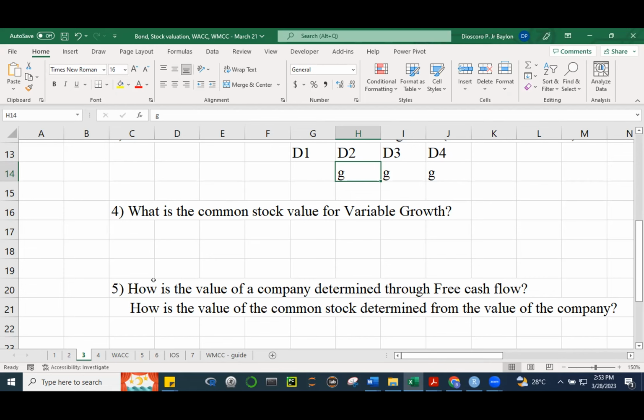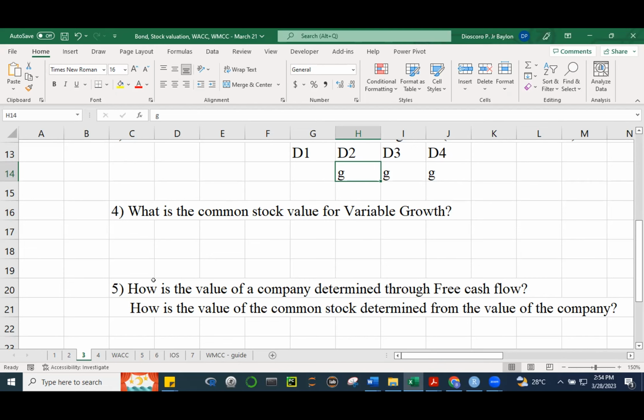Remember, as far as investors are concerned, there are two types. You have the stockholders and the creditors, the bondholders, those that lend money and those that invested in the company. So these are investors. So when we say free cash flow, it's the cash flow available for distribution to investors. When we say investors, they include stockholders and also creditors.